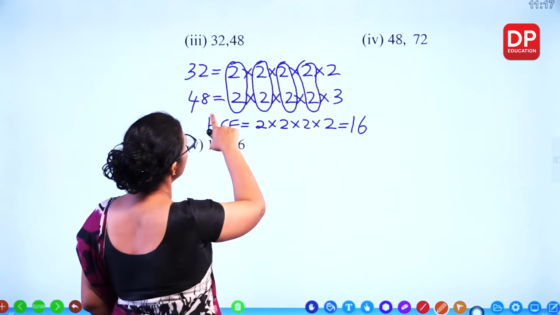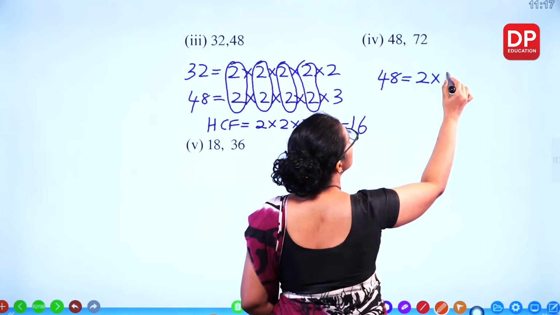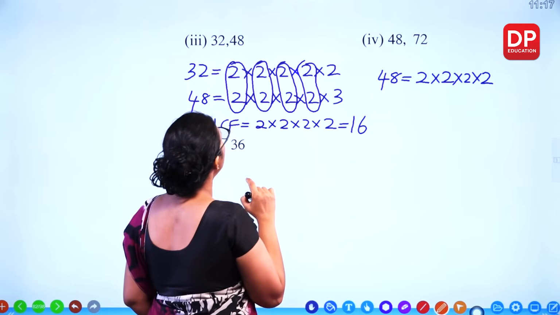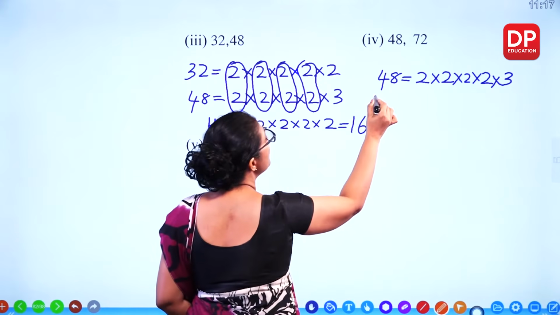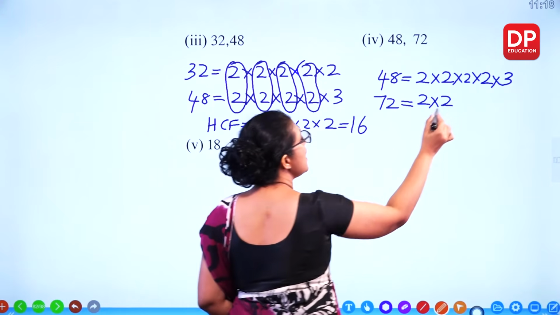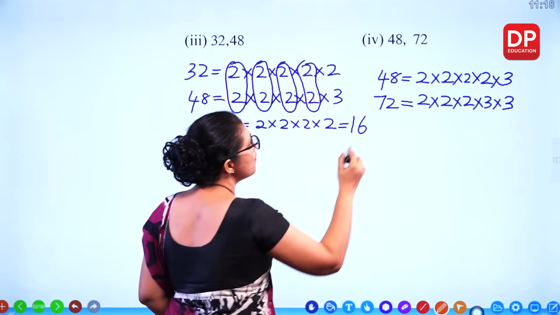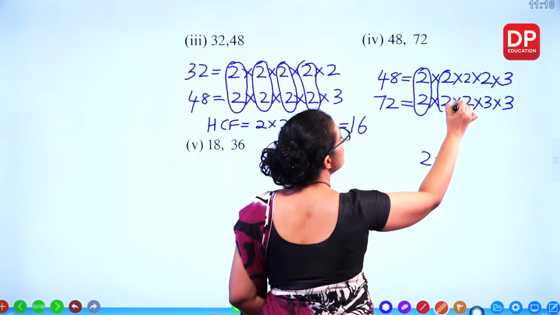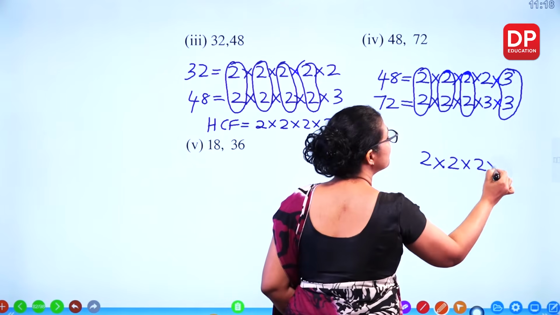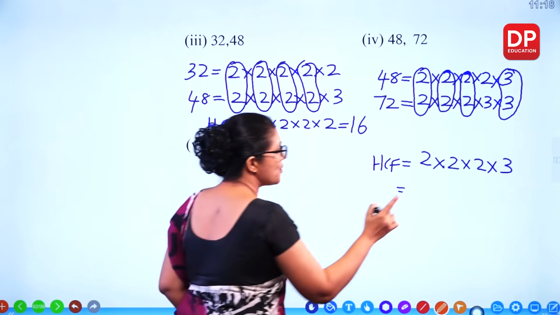48. So 48 we have already done. We can take that one. 2, 4 times. You get 2, 4 times. And then 3. Now we'll take 72. Divide by 2, you get 36. 36 divided by 2, 18. 18 divided by 2, 9. 9 you can write 3 and 3. Now what are the common factors? 2, another 2, 2 again, and 3. So what's the highest common factor? 2 times 2, 4, 4 times 2, 8, 8 times 3, 24.